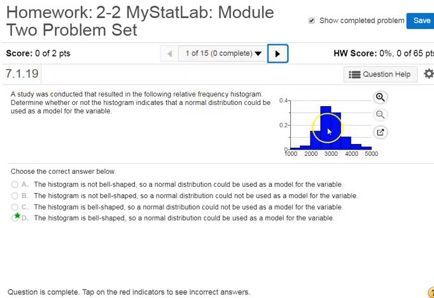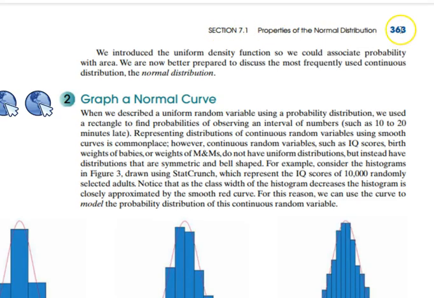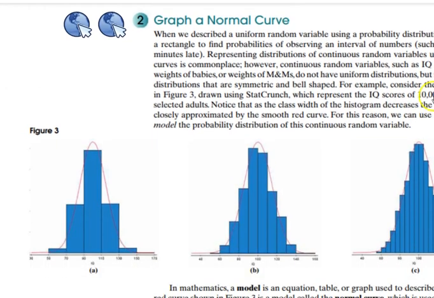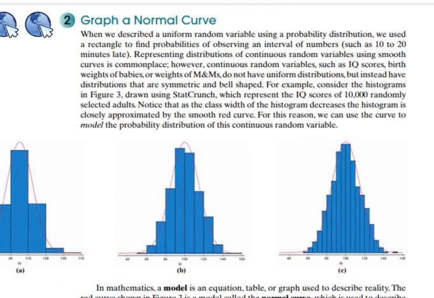For number one, we're looking at a histogram and deciding if it looks bell-shaped or not, because if it is bell-shaped, then a normal distribution could be used as a model for the variable. Looking at your textbook, there are some good pictures of how this would look in the chapter.